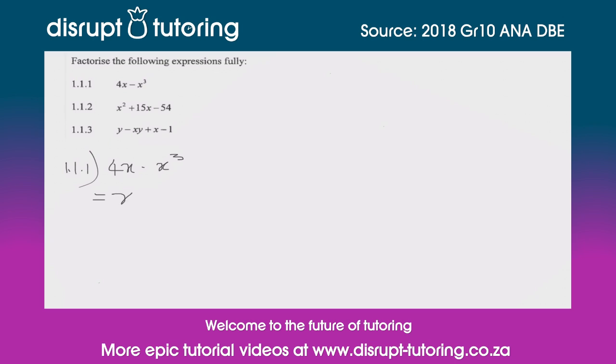So we're going to pull out an x, and what would we be left with once we've divided both terms by x? Well, we'd have a 4 in the first term, and we'd have an x squared in the second term. So a quick check there. If I times that back in, I would have 4x minus x cubed. So that means we've factorized correctly. Now, a lot of you would move on to the next question, but they've said to us, factorize fully.